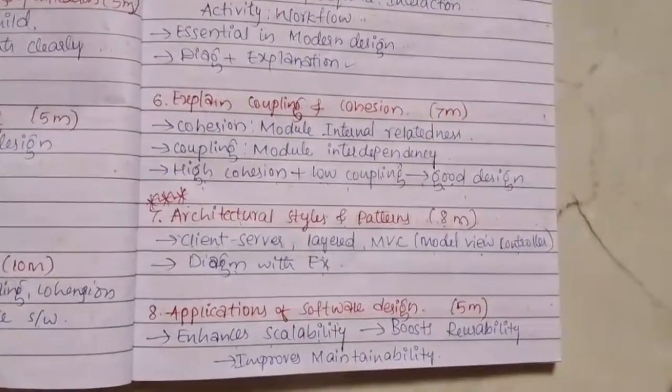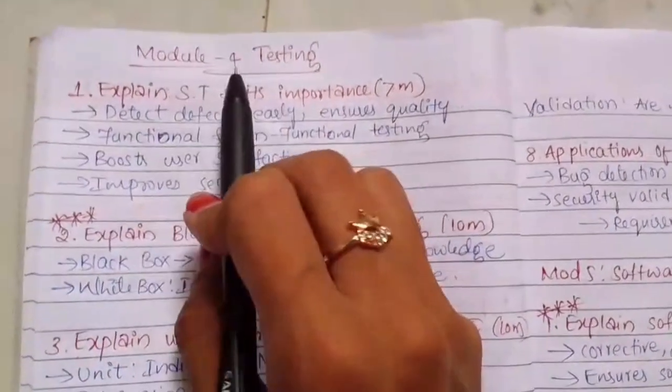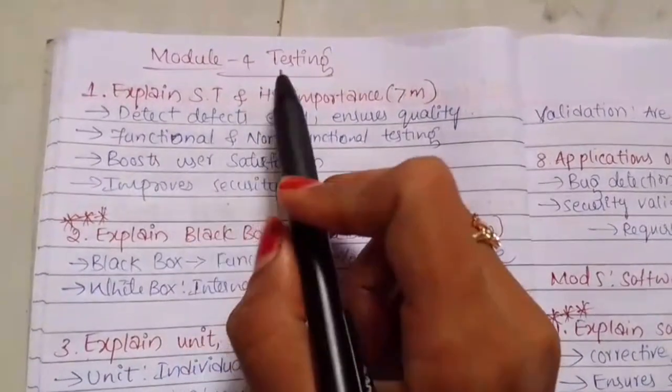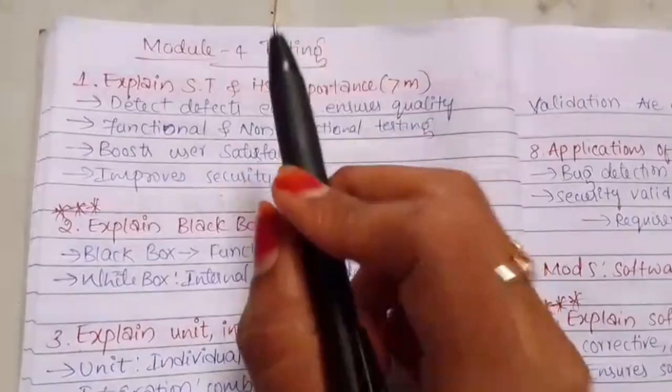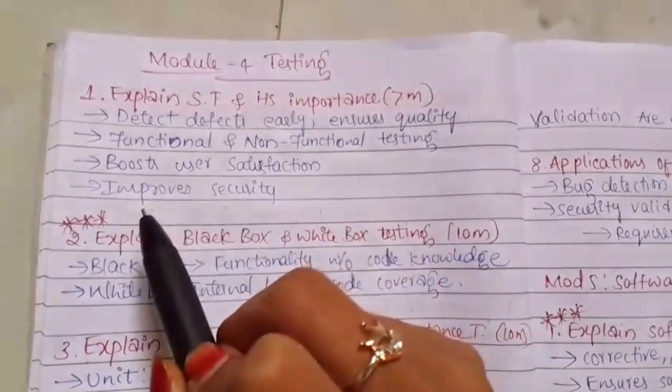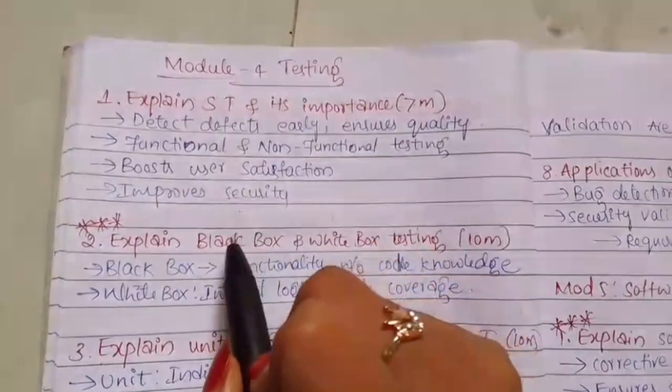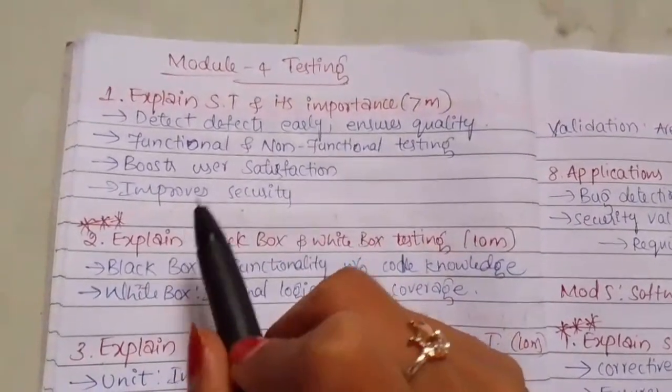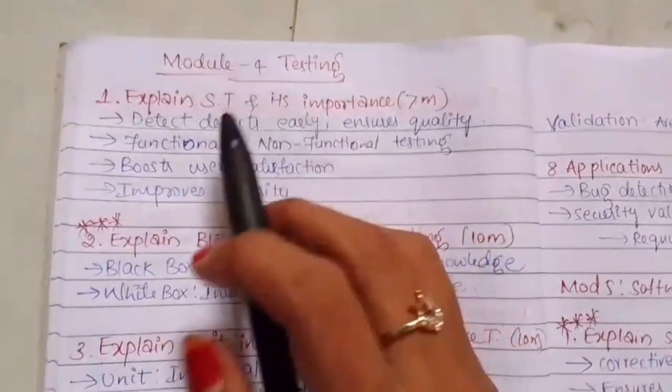Let us see the fourth module. And it is module 4 of software engineering, which includes only testing. We have unit testing, system testing, integration testing, and black box and white box testing. Let us see one by one.